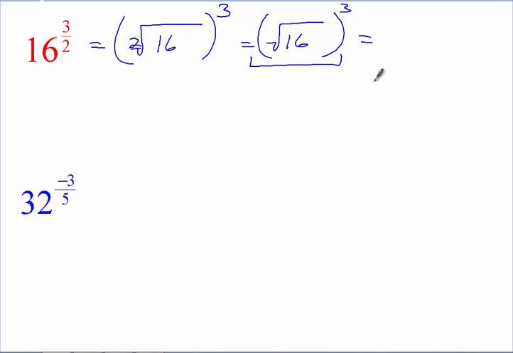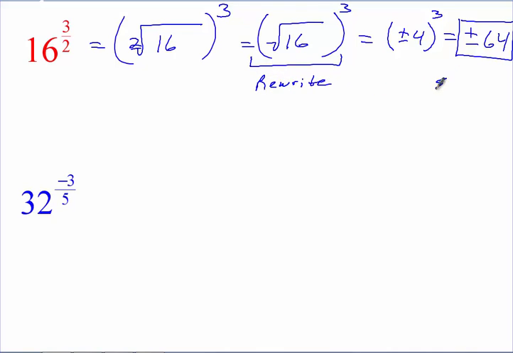If I asked you to evaluate this, what is the square root of 16? Not just 4, but plus or minus 4, right? And then cubed. And what's plus or minus 4 cubed? So it's 4 cubed, 16 times 4, which is 64. All right, so everybody okay with that process? This is where they ask you to rewrite, and this is where they ask you to evaluate. So it's all about what they're actually asking you to do. Make sure that you're answering the question being asked.